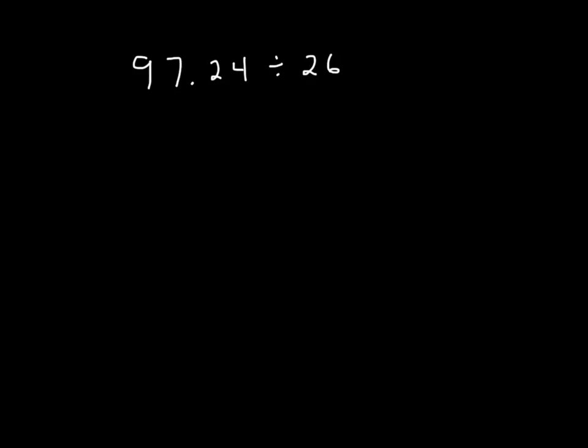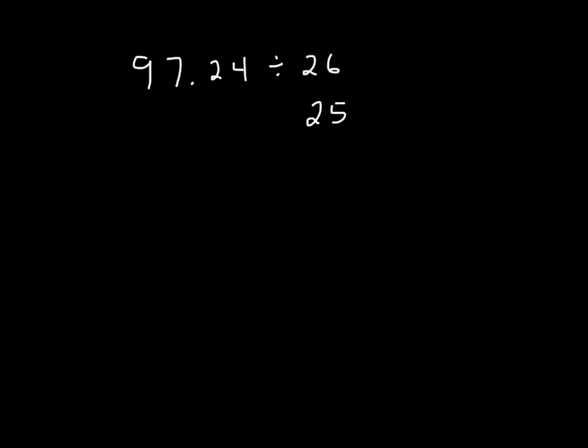My next example is going to be 97 and 24/100 divided by 26. I'm going to start again with a magnitude estimate. Now the first one, I tried to think of some multiples of the divisor. I'm not going to do that for this problem. I'm actually going to try and think of some friendly numbers, like we talked about earlier. In my head, I'm going to think instead of 26, 25 is pretty close to 26.